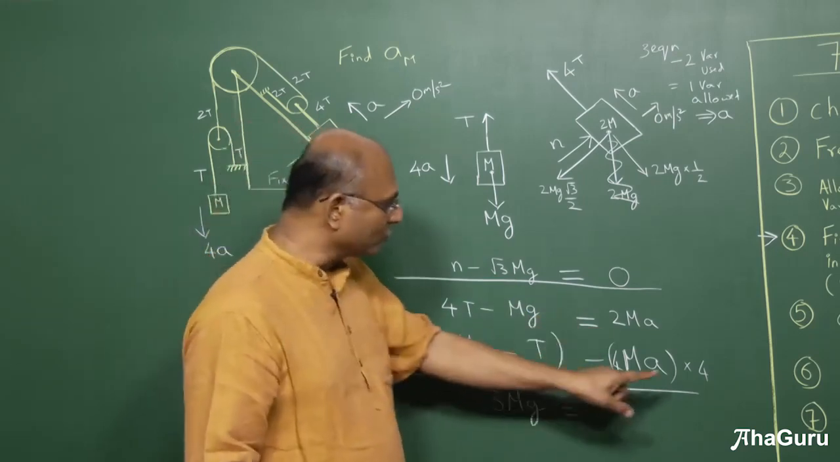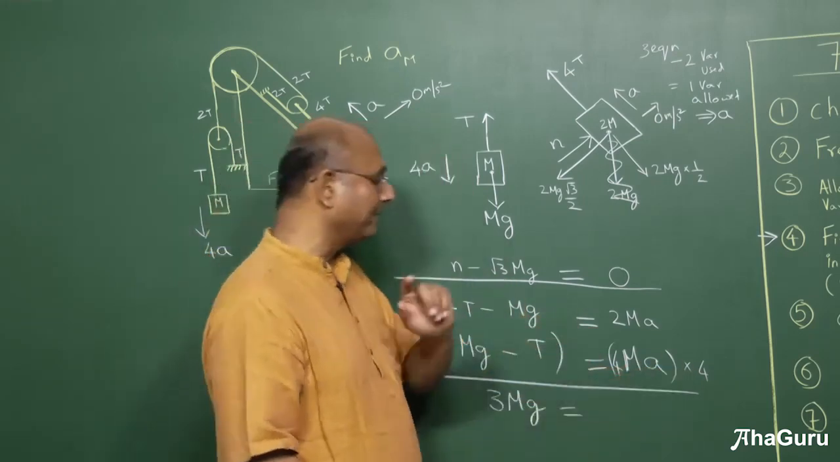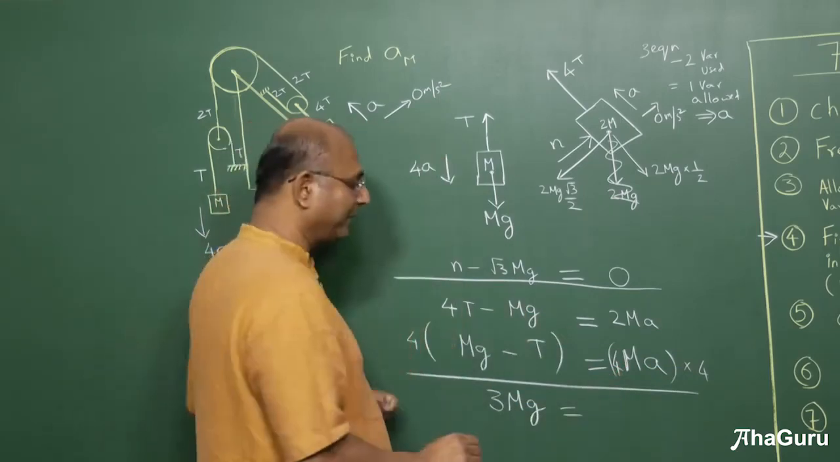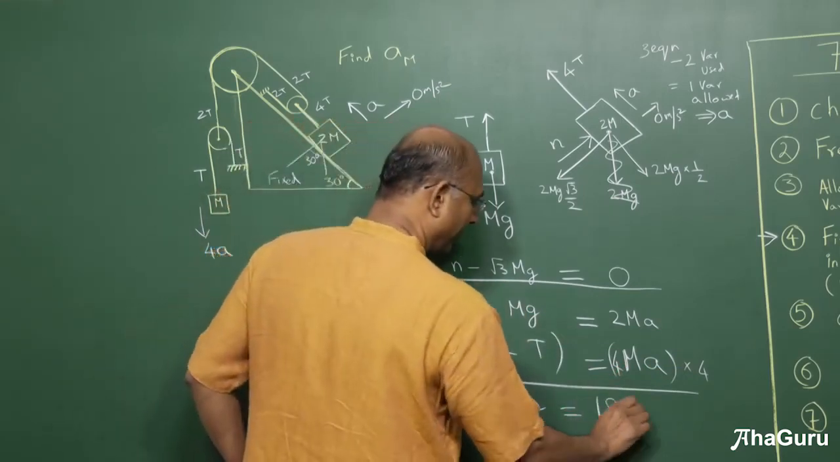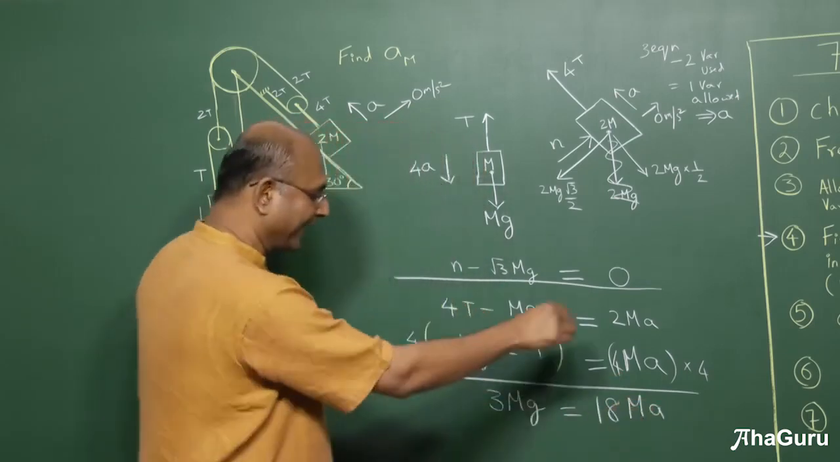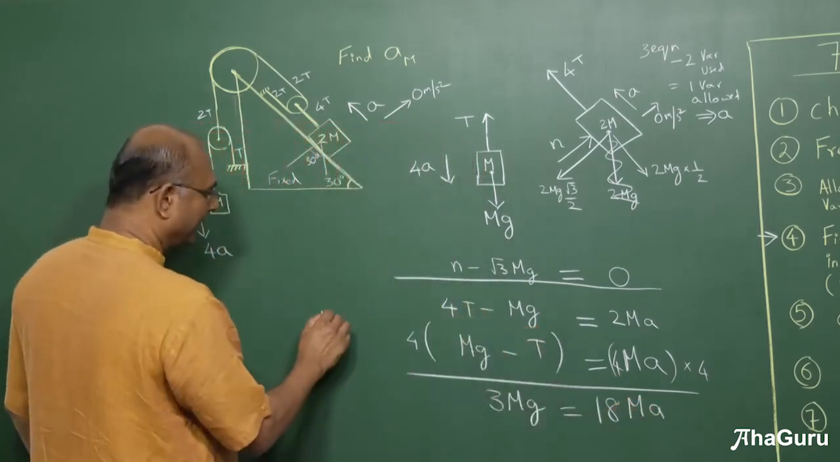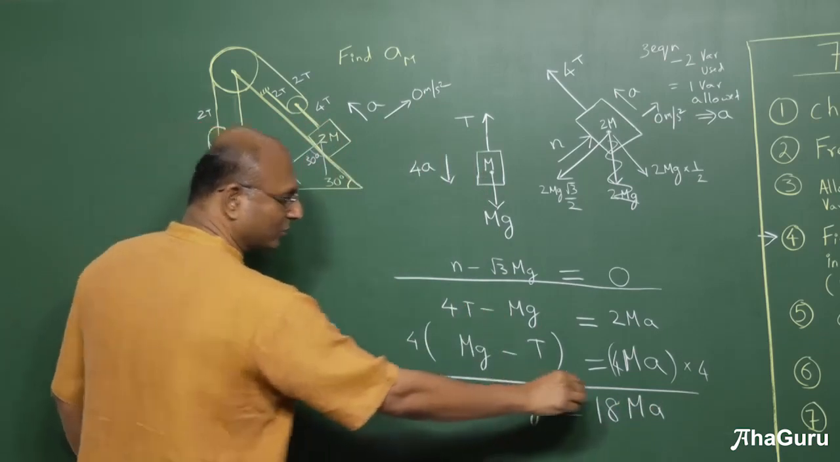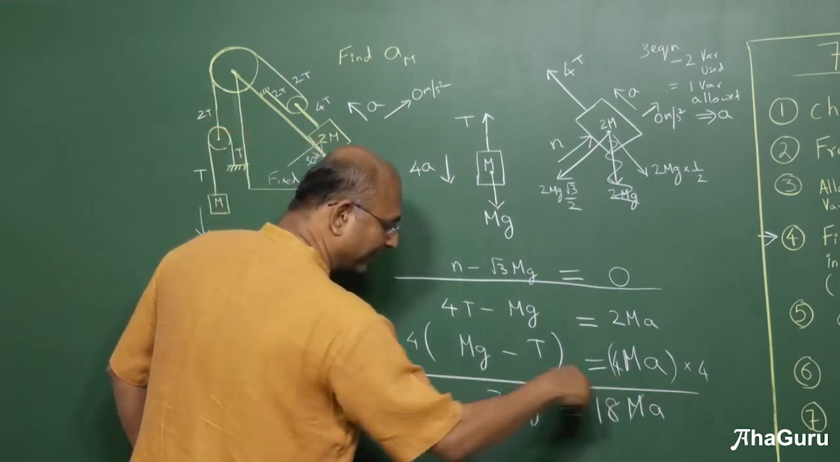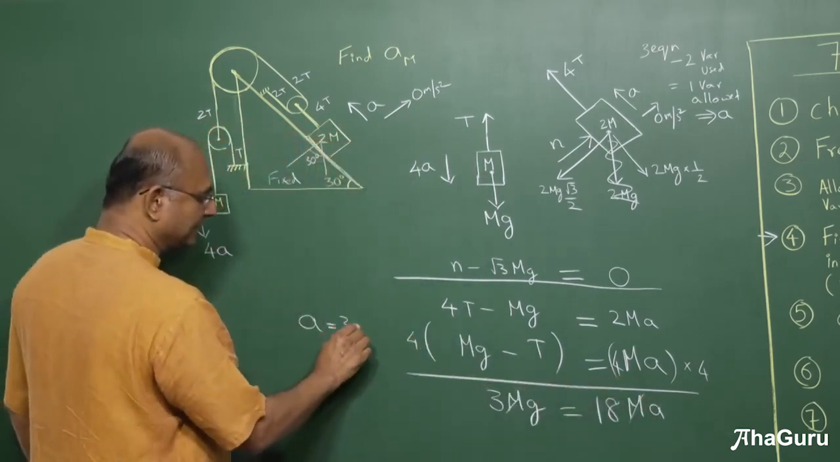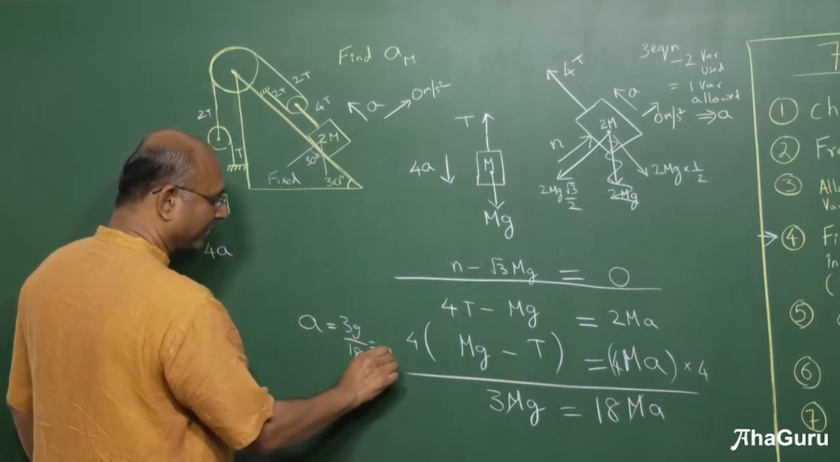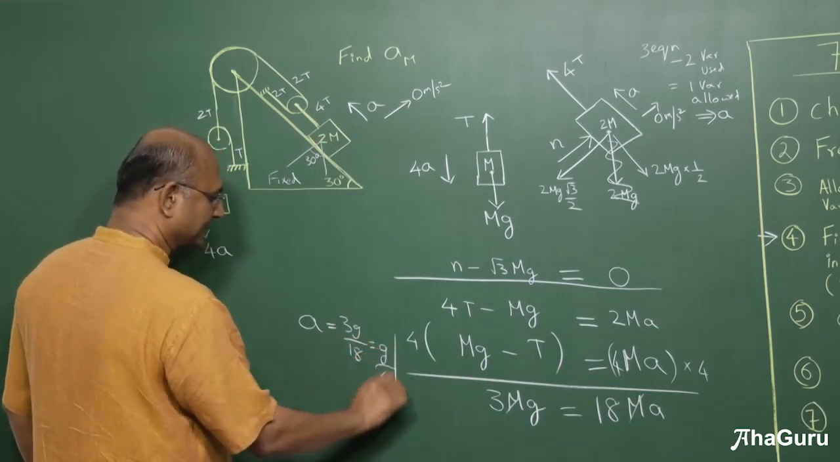And then when I add these two, remember what am I going to get here? 16ma plus 2ma, 18ma. So if I cancel out the m, I get A is equal to 3g by 18 or g by 6.